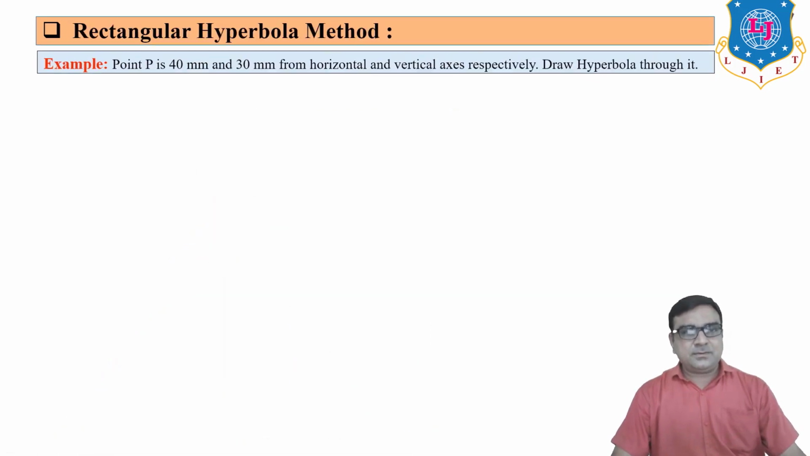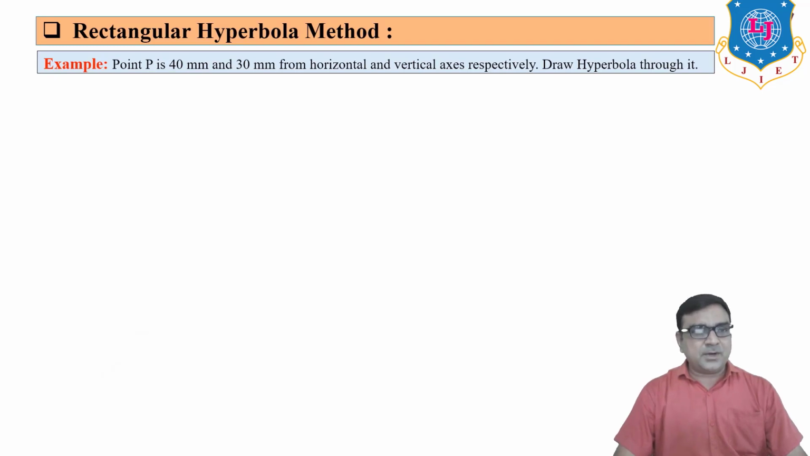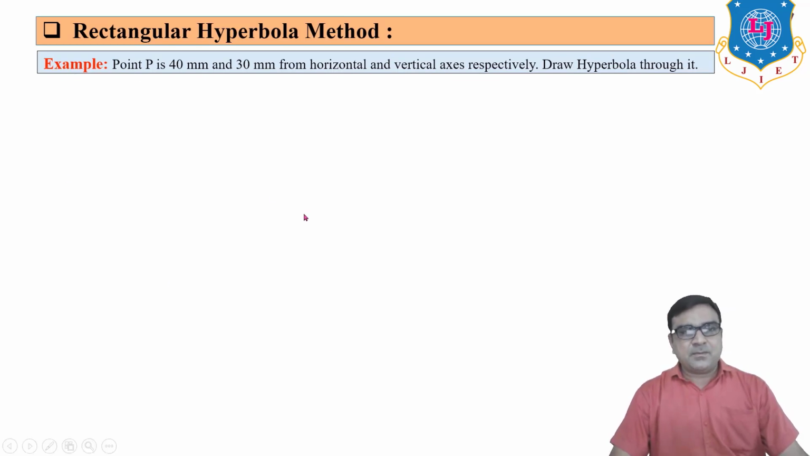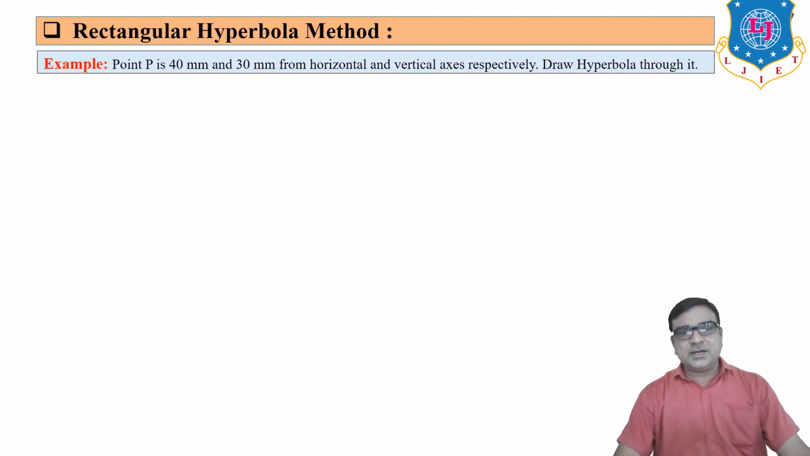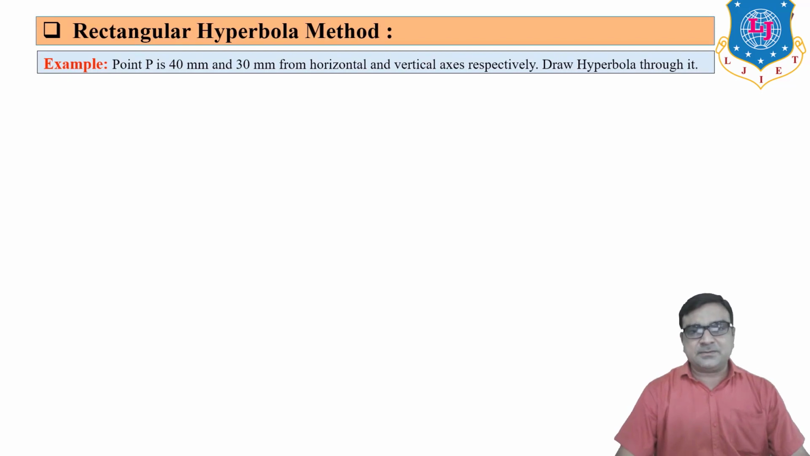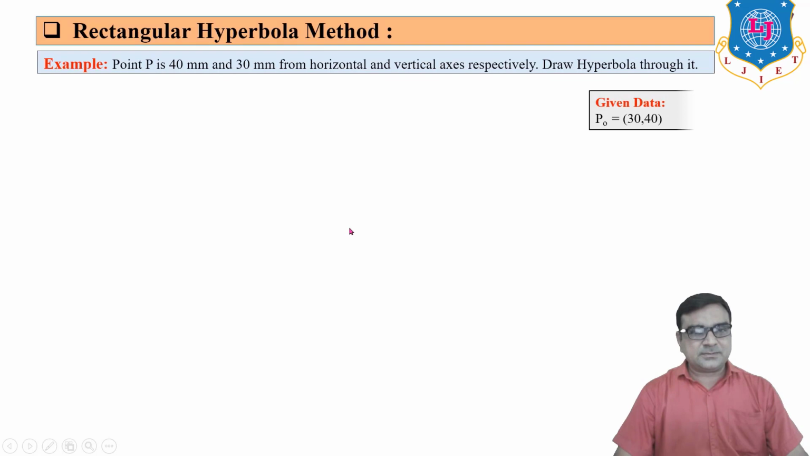Now the method for the hyperbola. Our first method: we have to draw the rectangular hyperbola. Example: point P is 40 mm and 30 mm from the horizontal and vertical axis respectively. Draw the hyperbola passing through this point. So given data, we have one point in the coordinate system, P0, 30 and 40.